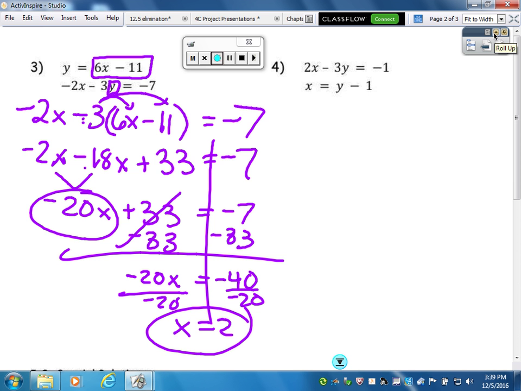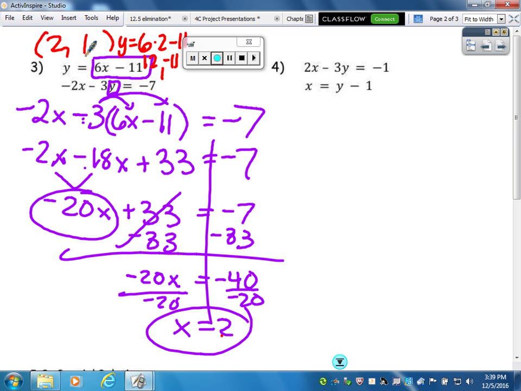So I have the x part of this answer. It is 2. I just need the y part now. So you can do it mentally or just do some quick math up here. My y would be given to me by 6 times my x value, 2, minus 11. That's 12 minus 11, which is 1. So (2, 1) is the coordinate.